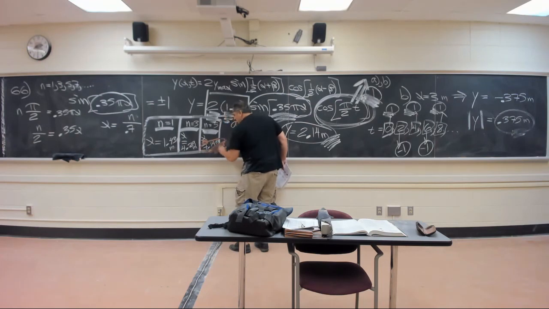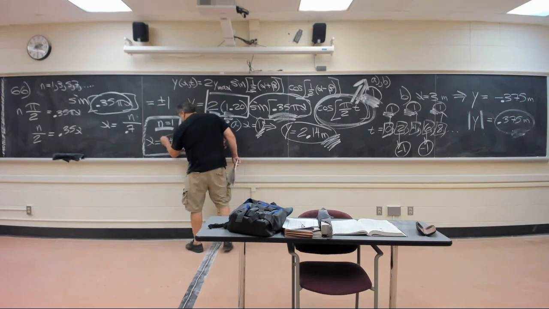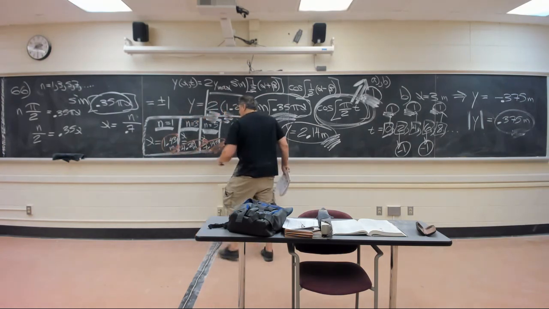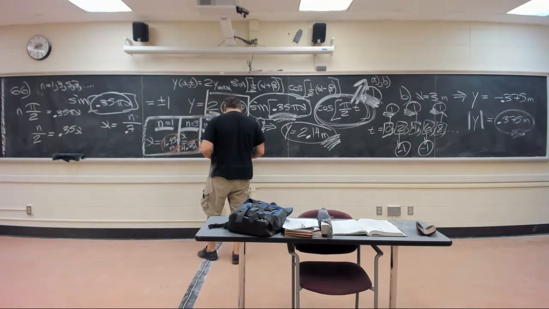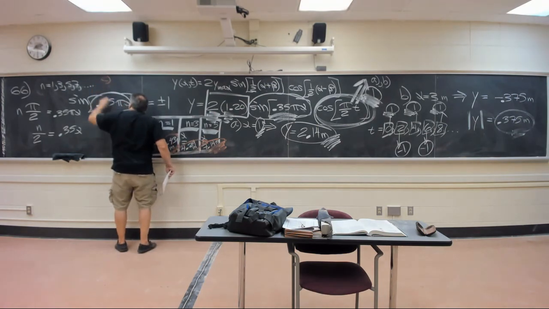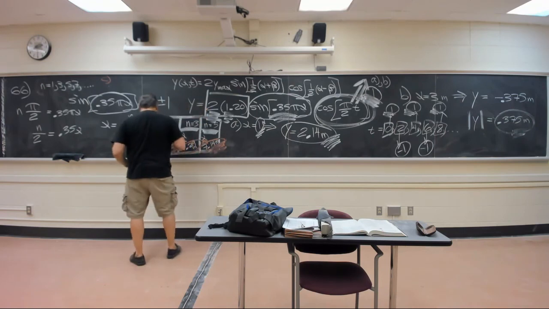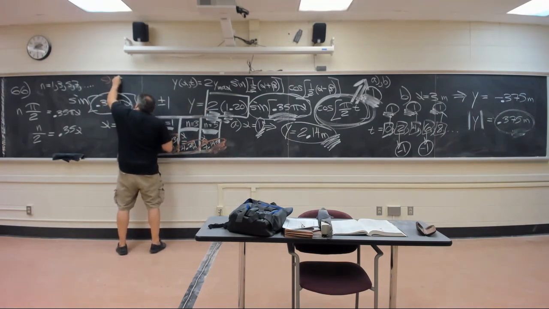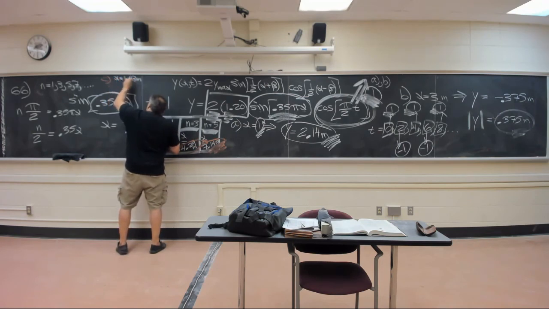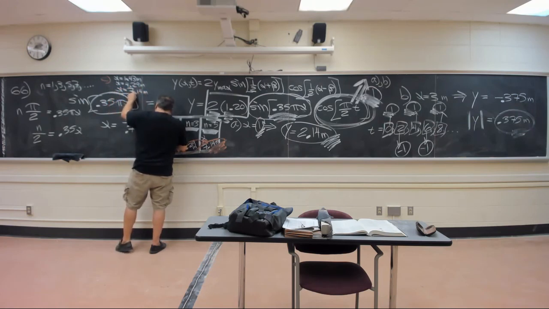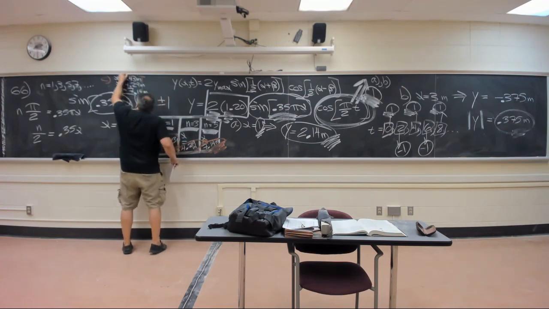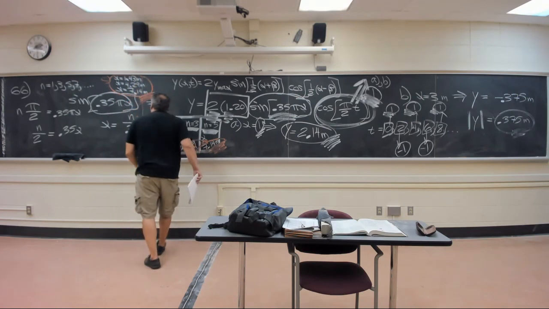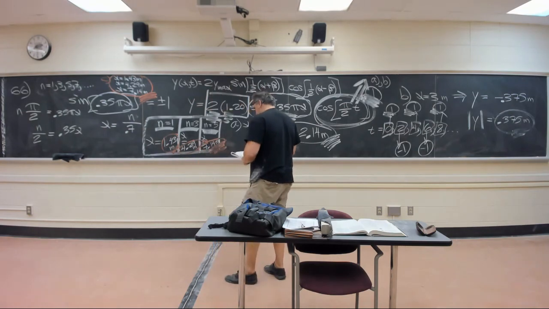X is equal to that right there. X is equal to that right there. X is equal to that right there. Those are all the nodes. So for X equals 1.43 meters, X equals 4.29 meters, X equals 7.14 meters. Yeah, 1.43 meters, 4.29 meters, 7.14 meters.